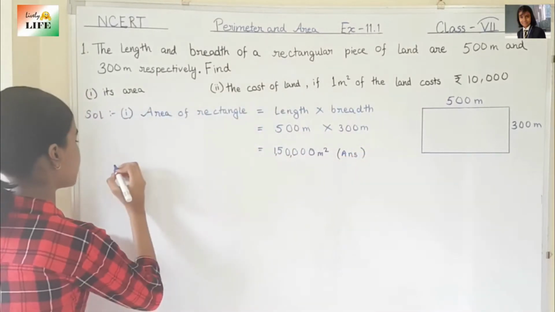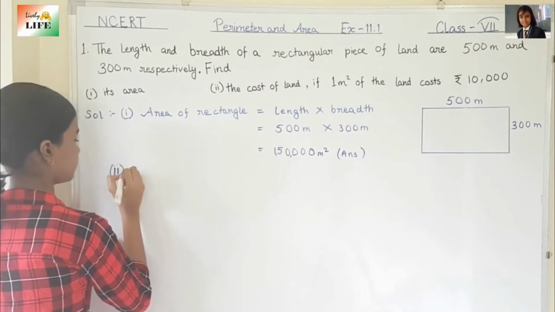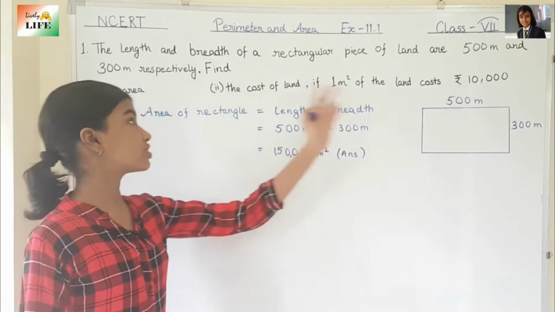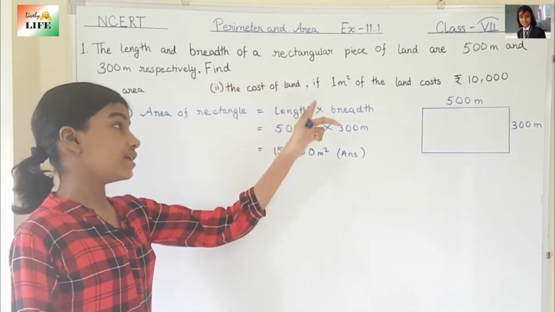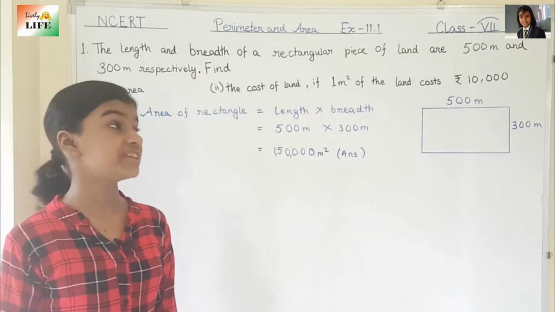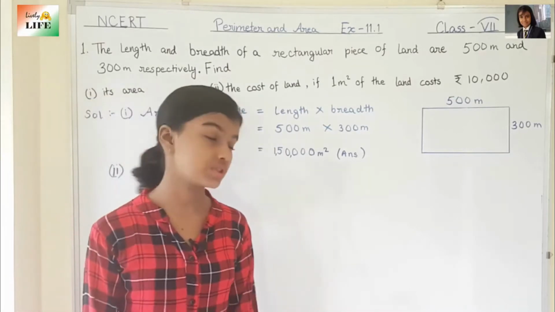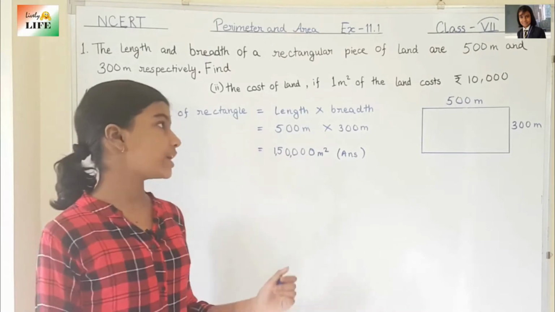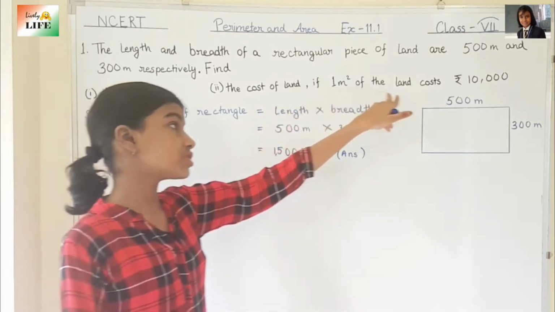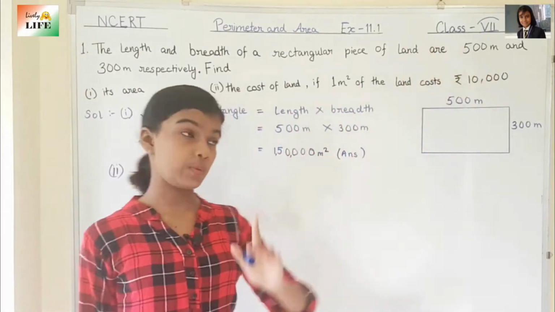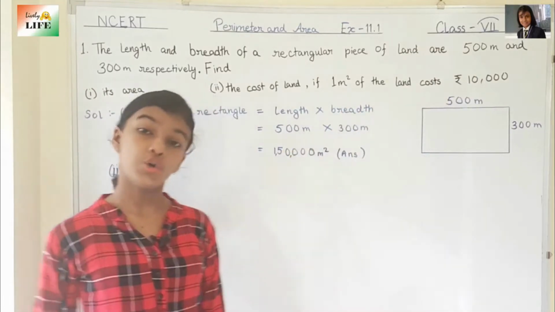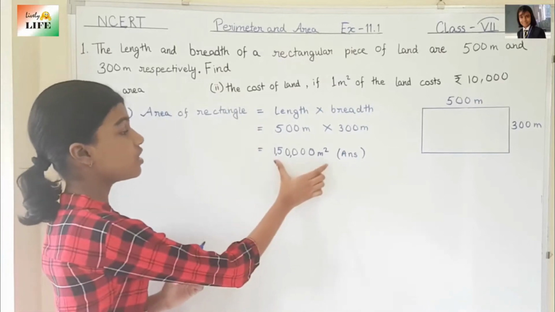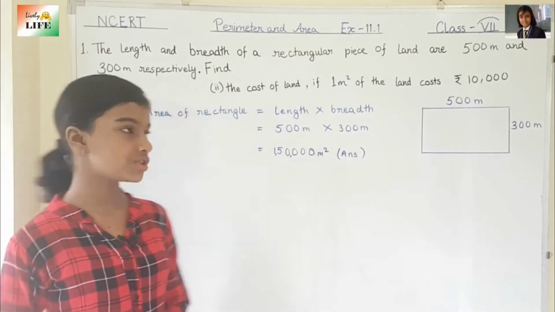Now let's move to the second number. The cost of the land. We need to find the cost of the land, if 1 meter square of the land costs rupees 10,000. So what is the area of this land? It is 1,50,000 meter square, right? But it is telling if 1 meter square costs rupees 10,000, then we need to find the cost of the land. Means we need to find the cost of 1,50,000 meter square.